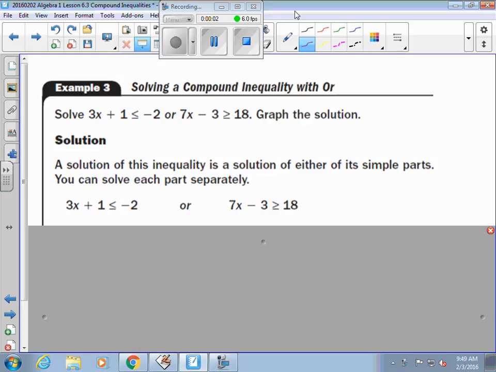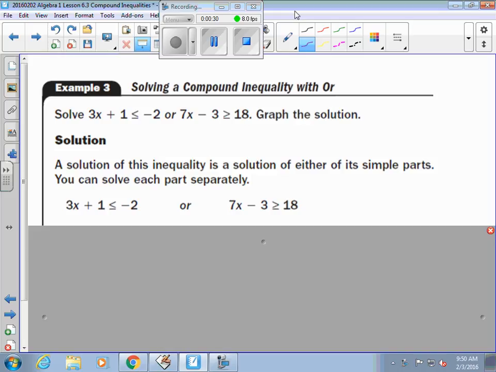It's Algebra 1, lesson 6.3, solving compound inequalities. Part number 2, we're picking up on example number 3, solving a compound inequality with OR. These are typically easier inequalities for students to solve than AND ones are. So if you were able to understand AND ones, this one should be pretty simple. Just solve them as two separate ones and graph them on the same number line.